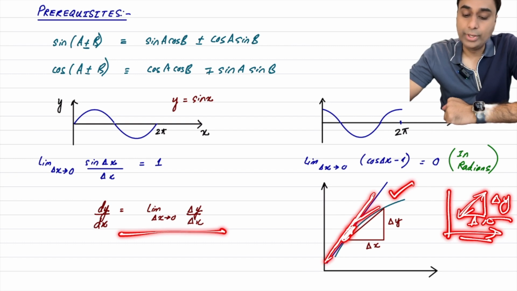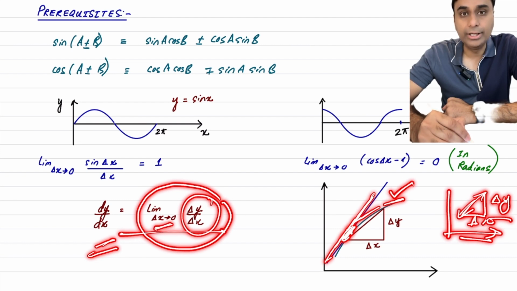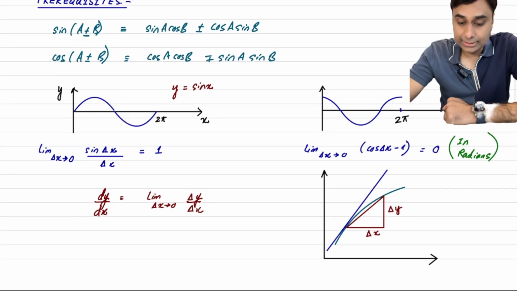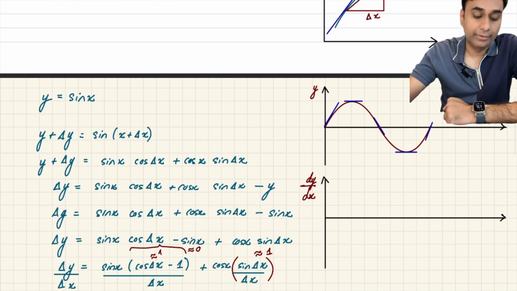So at different points it has different gradients, and hence, instead of a constant value gradient, we get a gradient function. The gradient function, which we represent by dy by dx, is basically delta y over delta x for delta x nearly approaching 0. Well, getting to know these things, let's move on towards how we get to the formula of derivative.